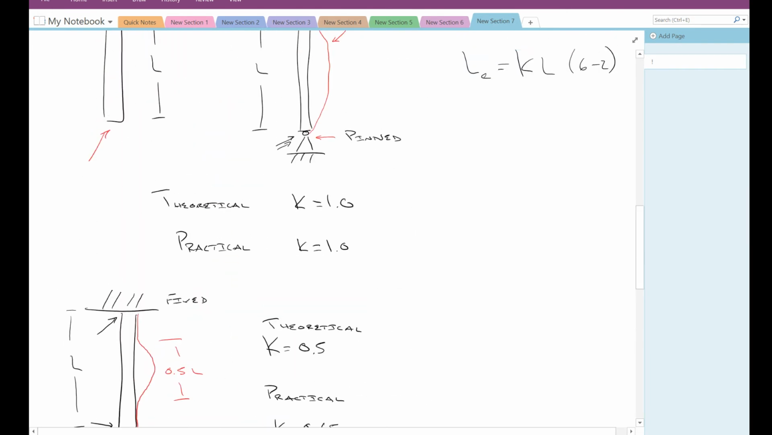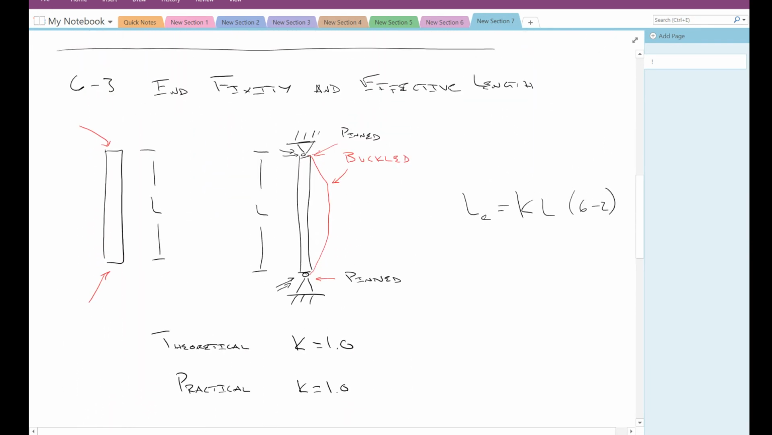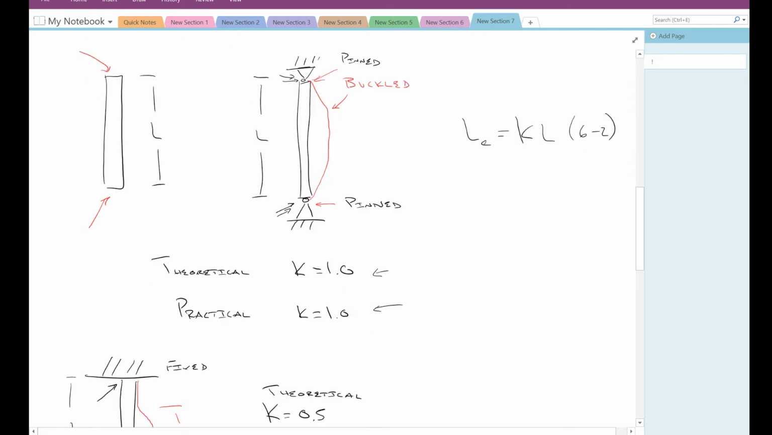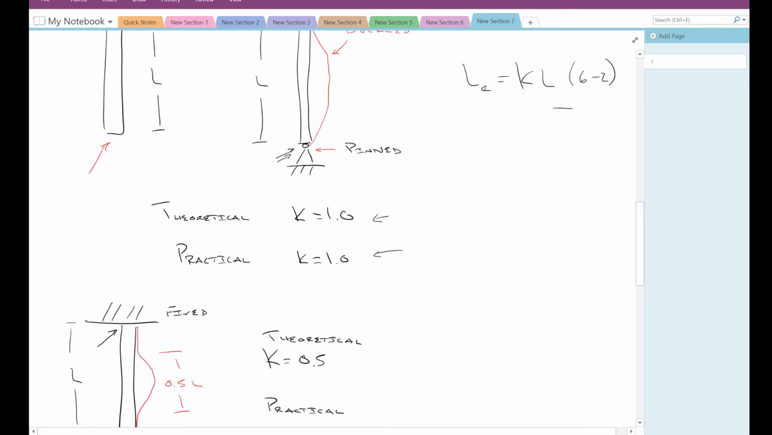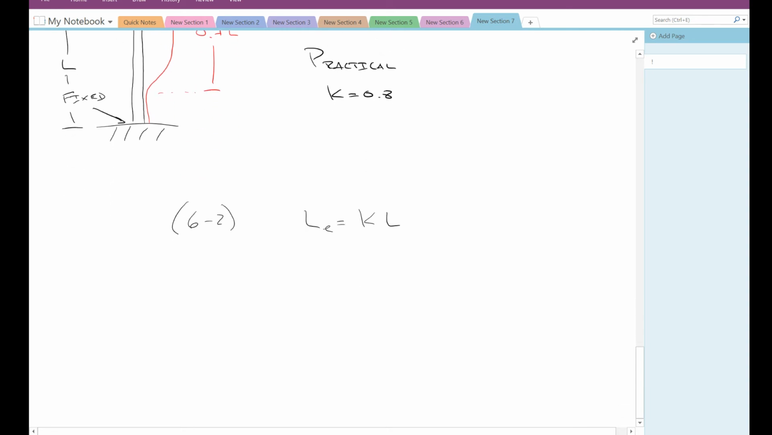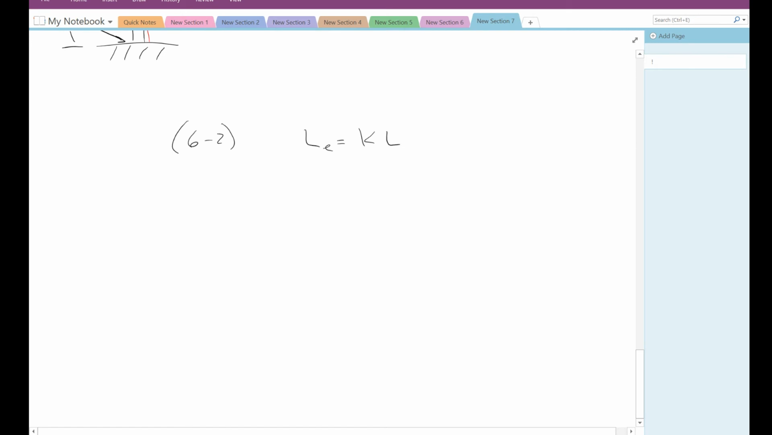So looking through all of these situations, remember our base is a pinned pin where we say K in practical and theoretical is 1.0, and we have equation 6-2 here, which I'll rewrite down here. Equation 6-2 in our text, our effective length is equal to our constant times our original length. All right. So these are some cases that we'll consider and looking at our effective length. So now what do we do with our effective length? Well, we're going to take that into our next section.